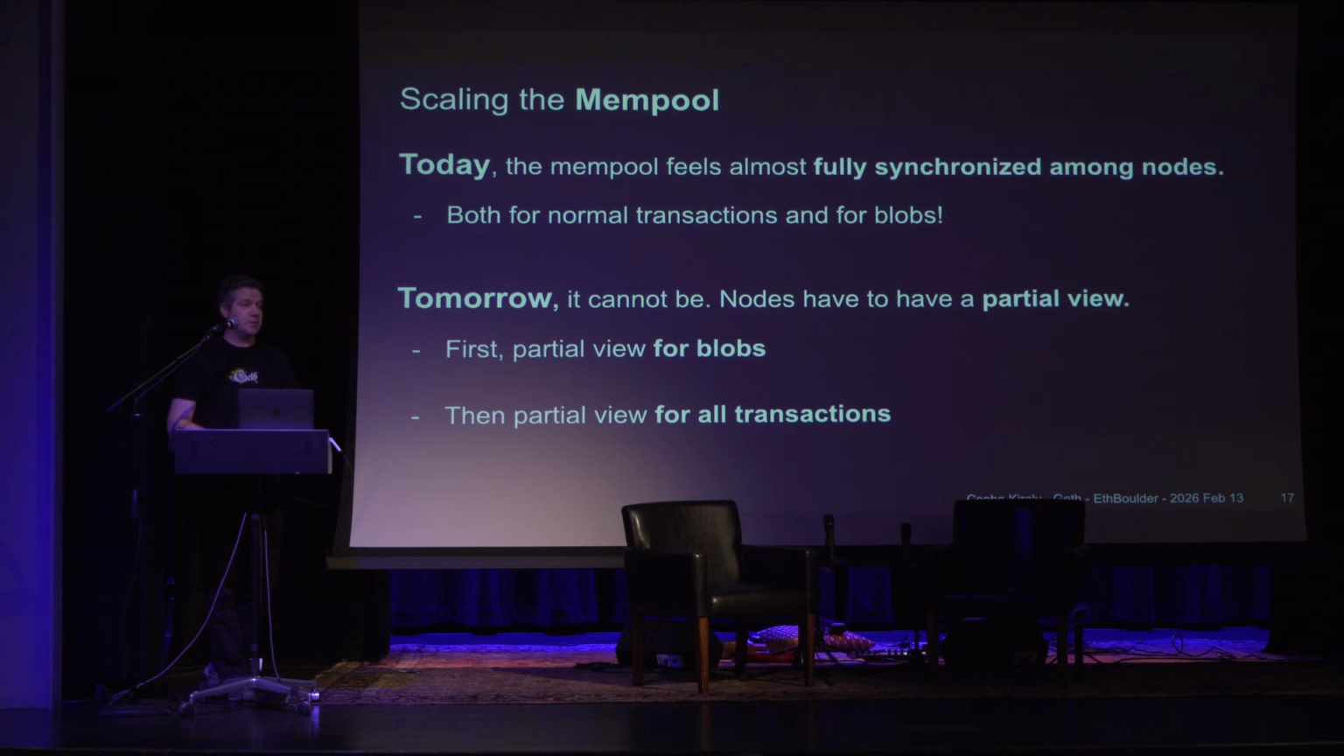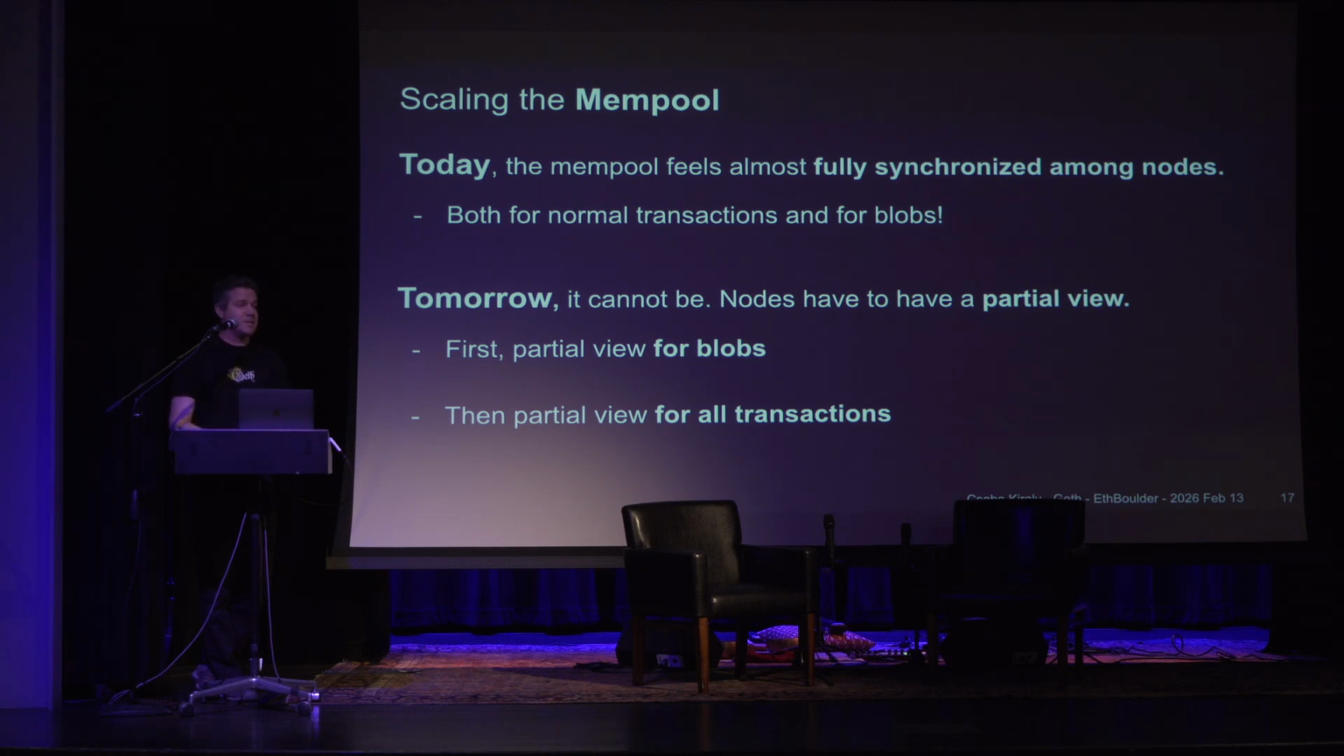So as I said, today, the mempool is working very nicely. We have this fully synchronized mempool among the nodes, at least if the time granularity that you are looking at is the slot granularity, and that's what we do actually. Every slot, someone is looking at the mempool and saying, hey, I can build stuff. And this is true both for the normal transactions and for blobs. Tomorrow, this cannot be true.